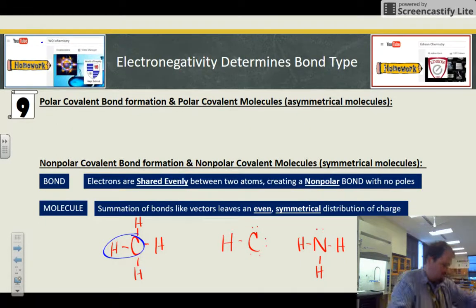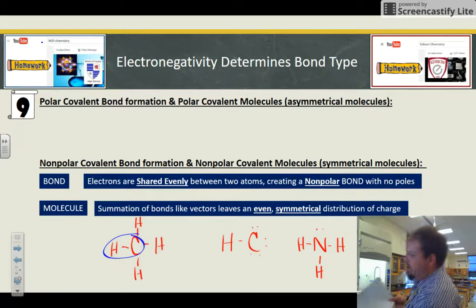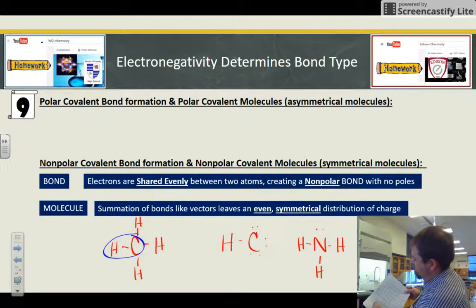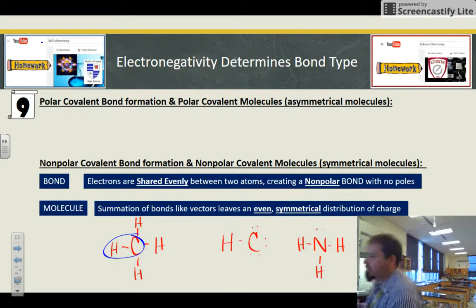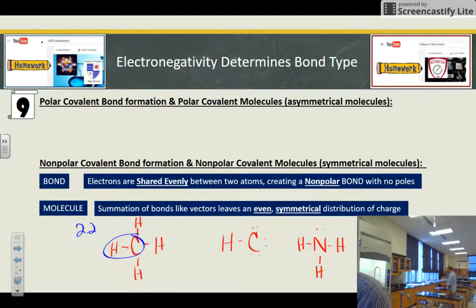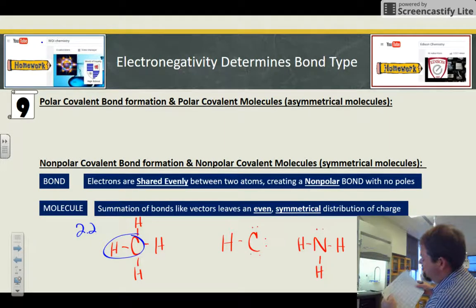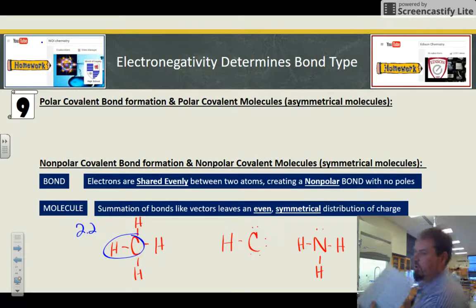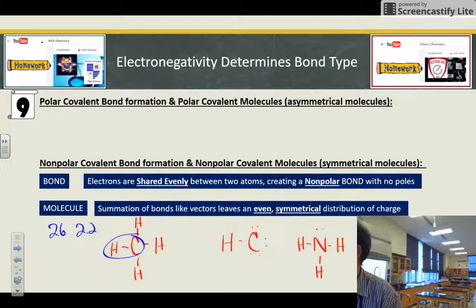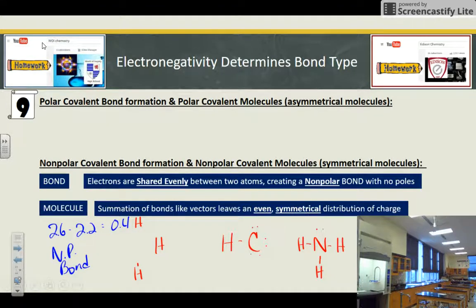So I look up hydrogen's electronegativity, and I see it's 2.2. And I look up carbon's electronegativity, and I see it's 2.6. So 2.6 minus 2.2 is 0.4. So that is a non-polar bond. Are we okay with that? Okay. Now, if one of them's a non-polar bond, they're all going to be non-polar bonds.